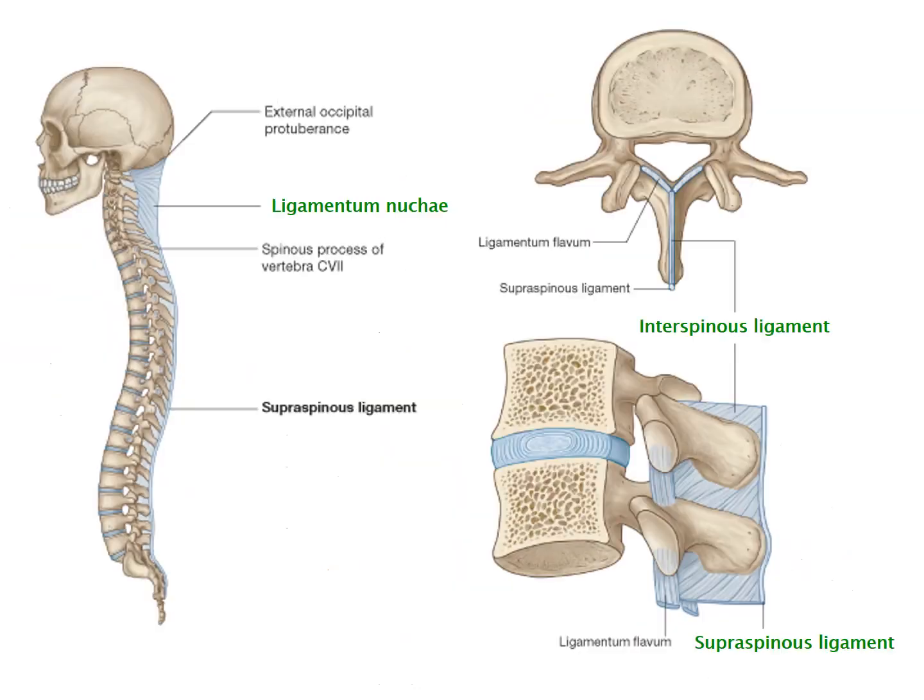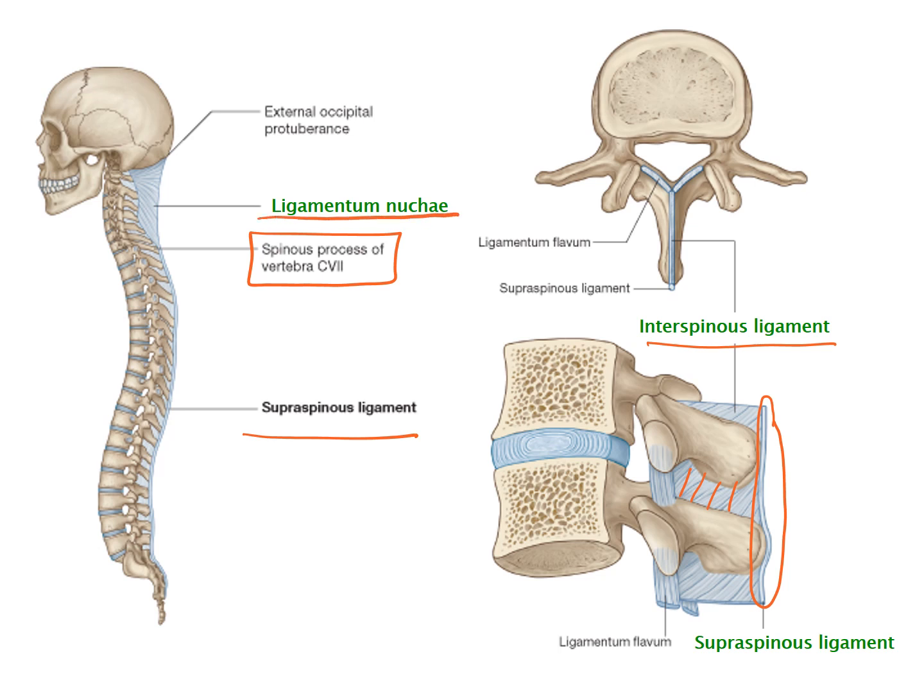column. The spinous processes are joined by a weak membranous-like ligament called the interspinous ligament, shown here. A much stronger fibrous cord-like ligament called the supraspinous ligament runs along the tops of the spinous processes. The supraspinous ligament runs from the vertebra prominens, which is the spinous process of C7, all the way down to the sacrum. The ligamentum nuchae, which we've encountered already, is a continuation of the supraspinous ligament that runs all the way up to the external occipital protuberance.